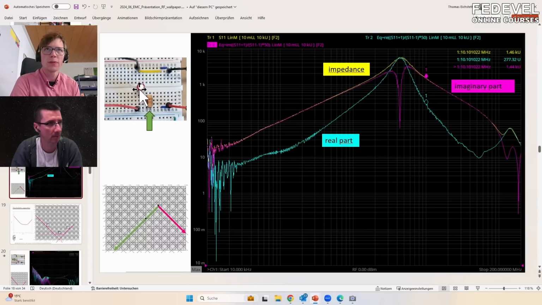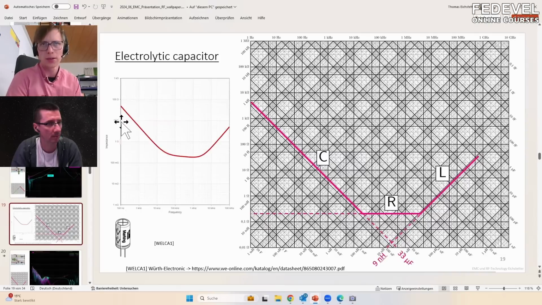And then we have as filter component also the second one, and this is now the electrolytic capacitor. And here we can also use the RF wallpaper. So first we start again with the capacitive value. It's going down in the impedance. And then here, can you imagine what that is? That's the ESR. Right, exactly. It's the ESR of this component. And then after a certain frequency, it's going up again with the inductance.